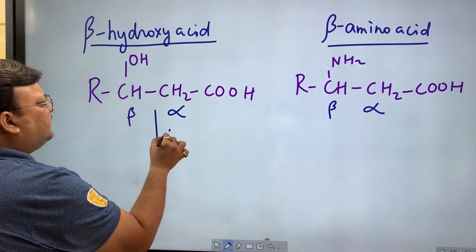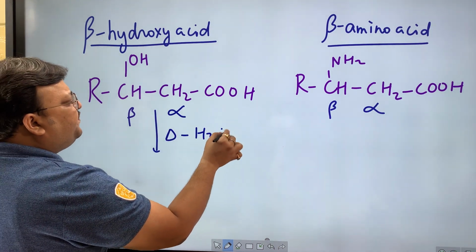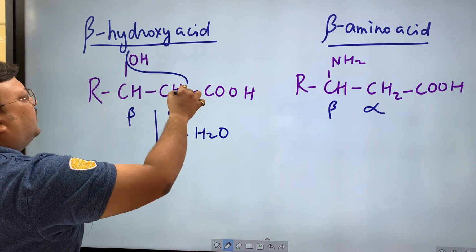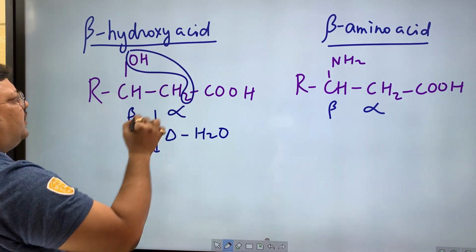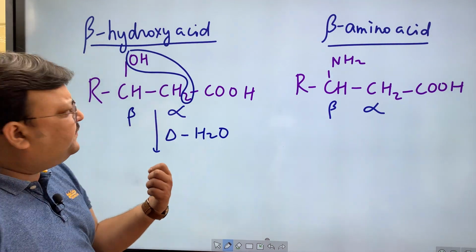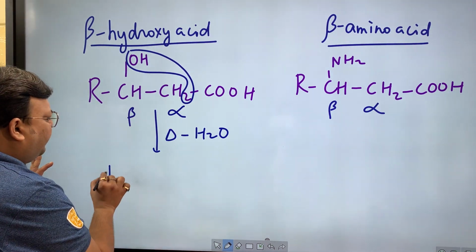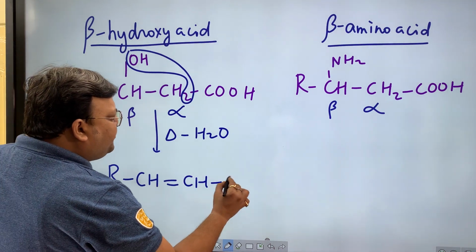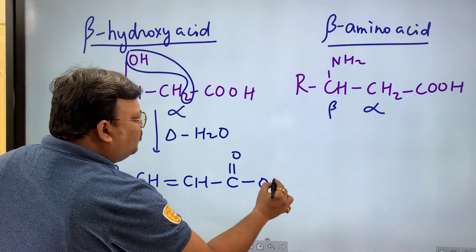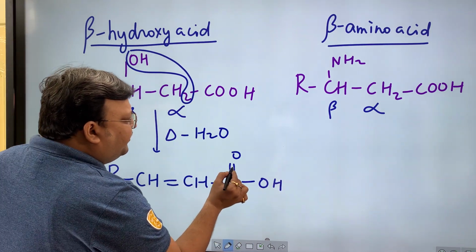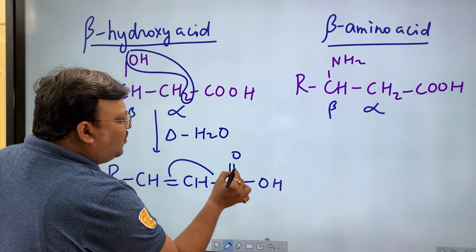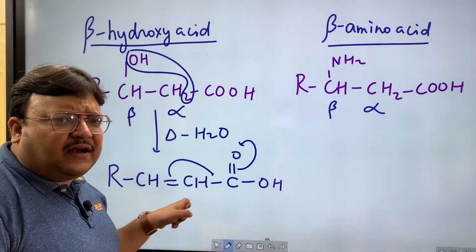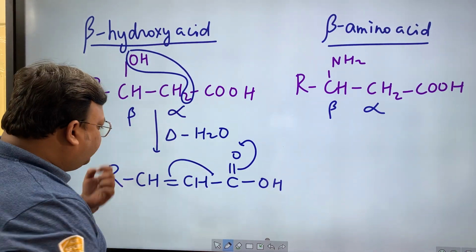On heating this, just remove a mole of water. Dehydration here. Now when you remove a mole of water, dehydration of an alcohol kind of thing, you get a very popular structure. It's RCH double bond CH COOH. Now naturally you will find this pi bond in conjugation with this double bond. This is conjugated, this is in resonance, double single double.